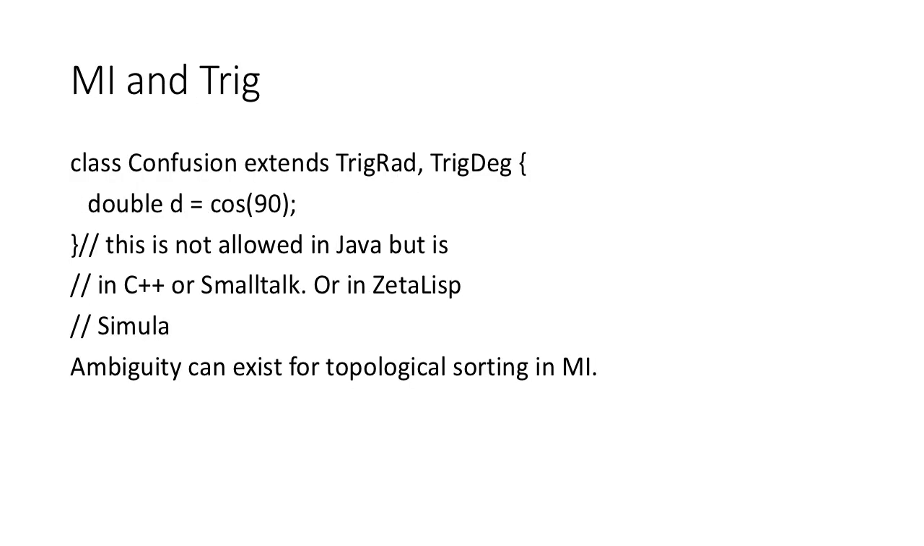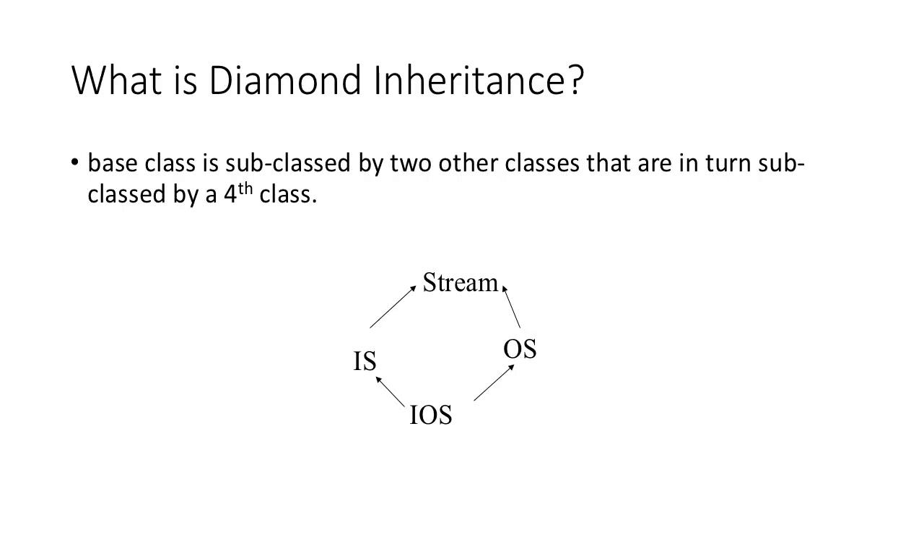So now suppose you have trig rad, that's in radians, and trig degrees, which is in degrees. And so now you've extended both of these things with multiple inheritance. How do I know which cosine is going to be invoked? In Zeta Lisp or Smalltalk or C++, you can do this. You can have multiple inheritance, but not in Java. Even Simula permits it. So this ambiguity exists when you have a topological sorting multiple inheritance system.